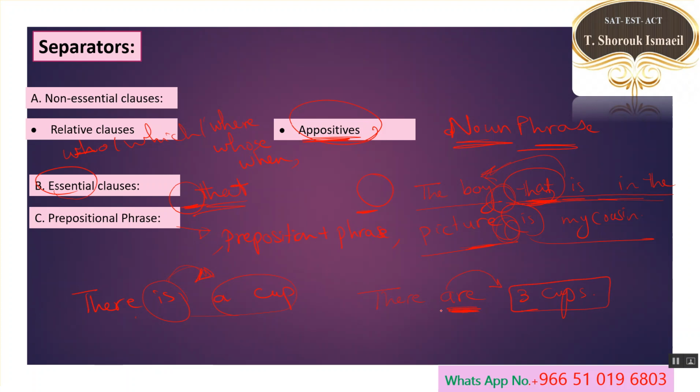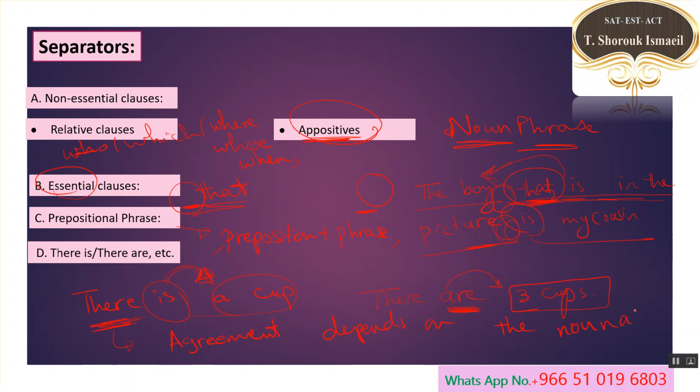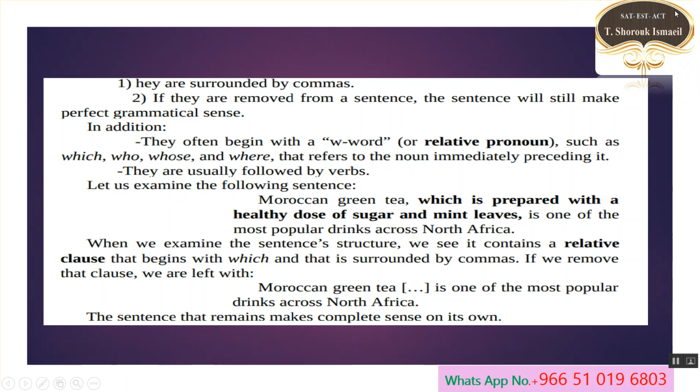So the agreement in there is and there are depends on the noun that comes after the verb. So in this example, with there is and there are, my agreement depends on the noun after the verb. Okay, the noun after the verb. Very well. Let's go to more examples.